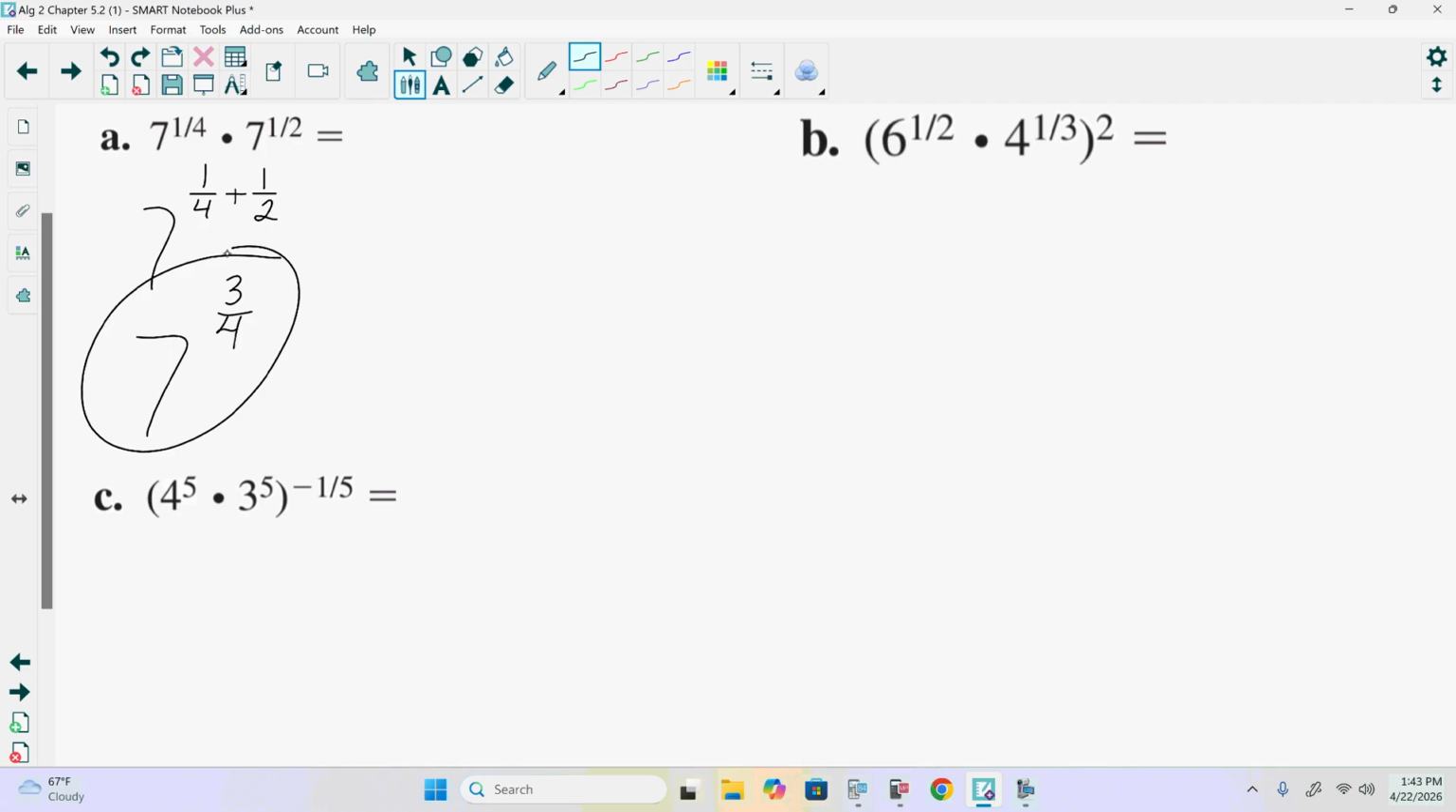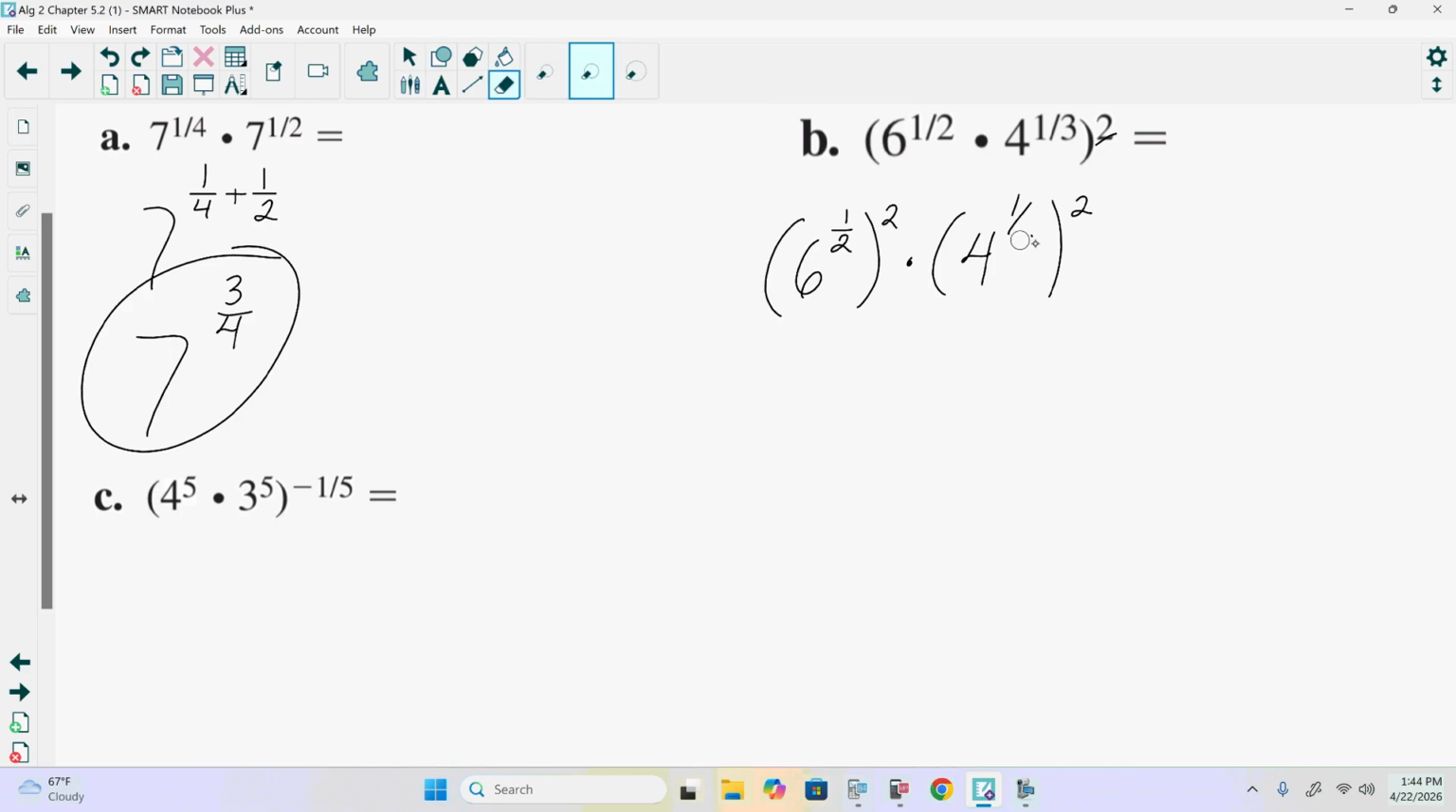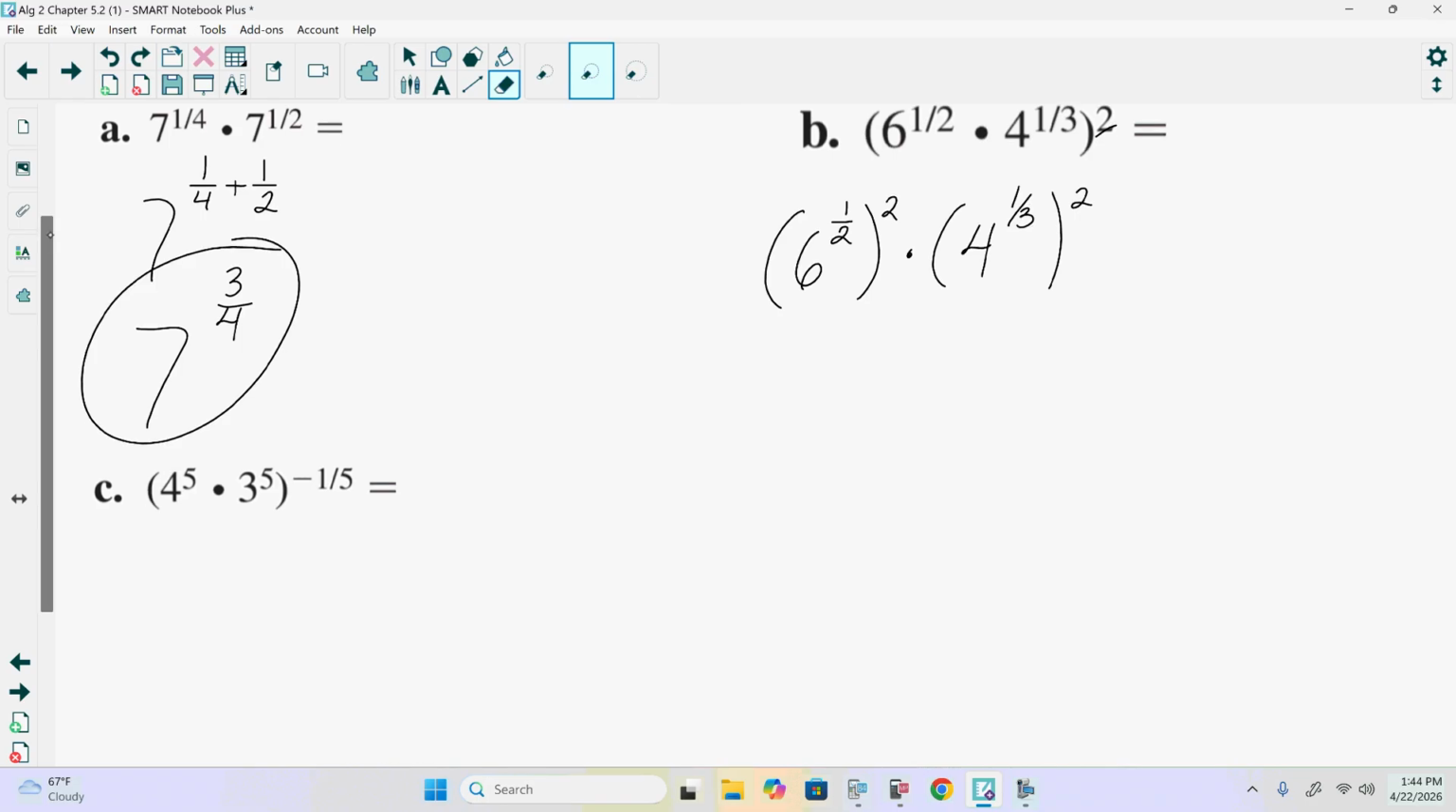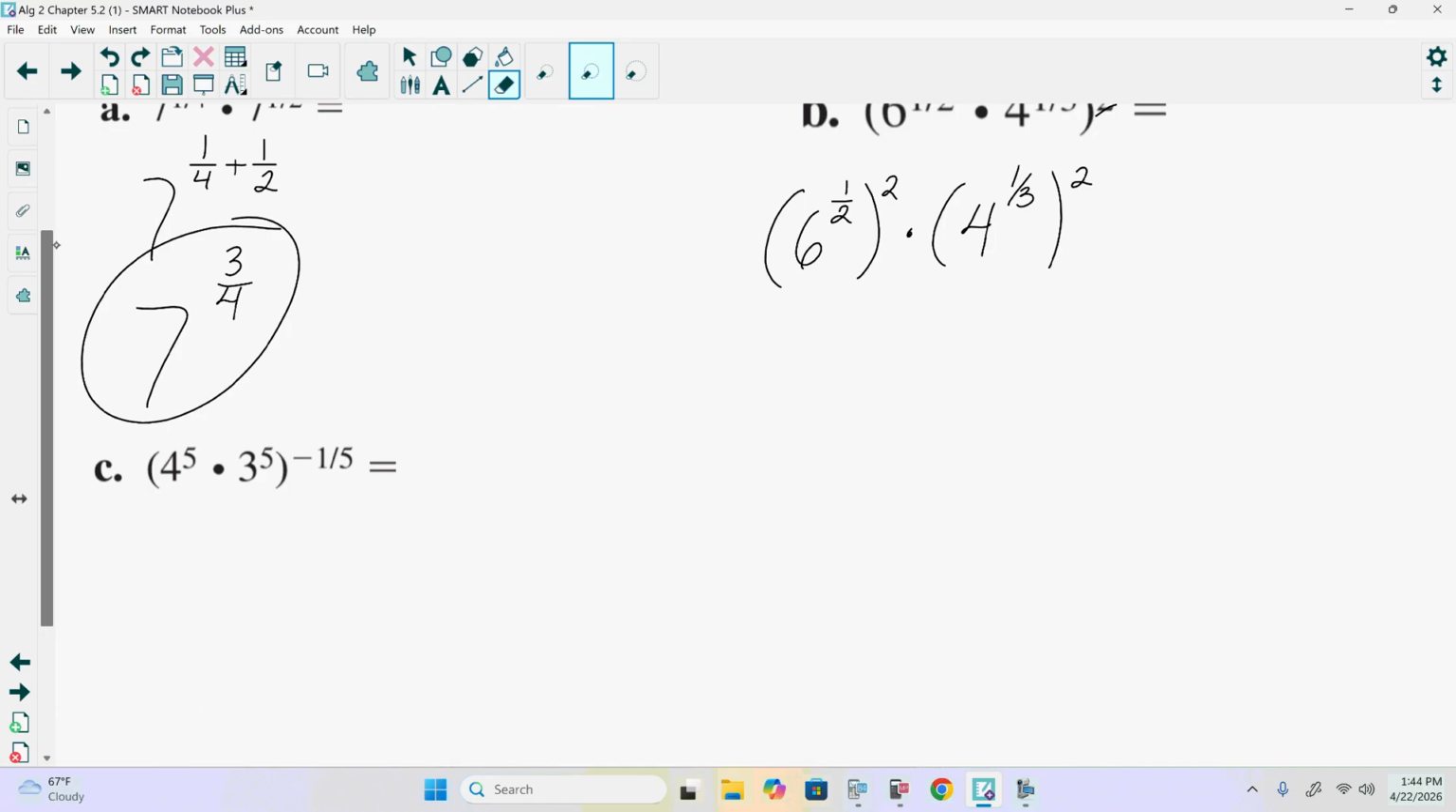However, we do have power of a product. If I have two things being multiplied together and they are both put to a power, I can apply that power to both terms. In this case, that power is 2. So according to our power of a product, I can apply that power of 2 to both terms, our 6 to the 1/2 and 4 to the 1/3. Be nice if I actually wrote that exponent correctly. Said it correctly, wrote it wrong. Questions on what we've done so far?